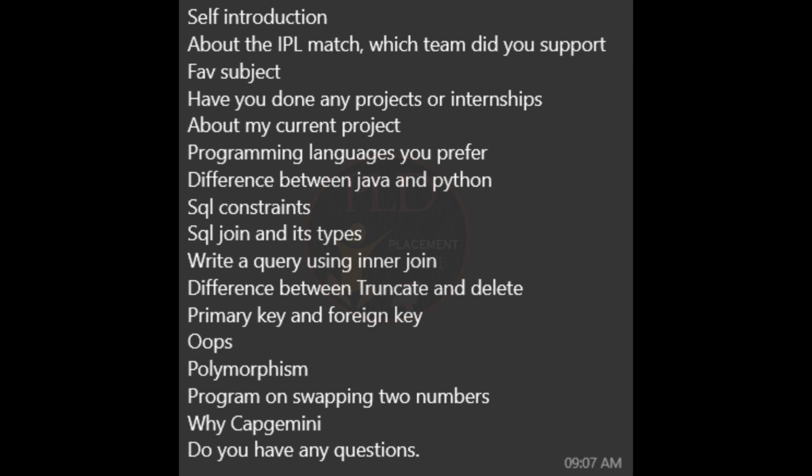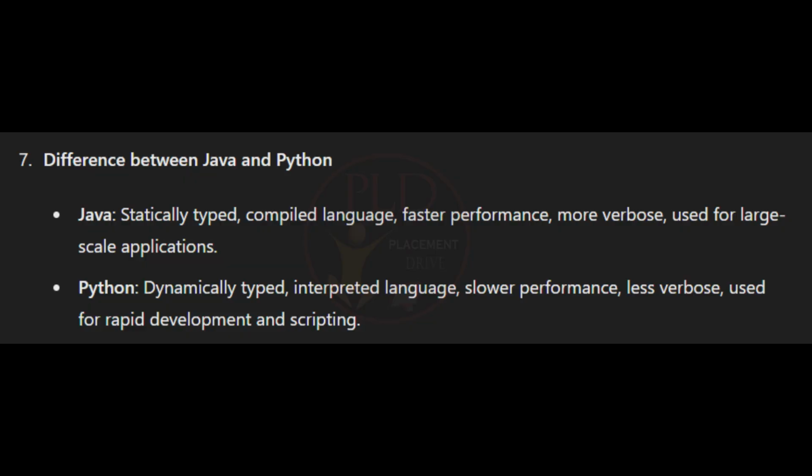The seventh question is the difference between Java and Python. Now, let's see the answer for this question. The difference between Java and Python is Java is a statically typed, compiled language, with faster performance, and it is more verbose and used for large scale applications. And Python is a dynamically typed, interpreted language, with slower performance, less verbose, and used for rapid development and scripting.